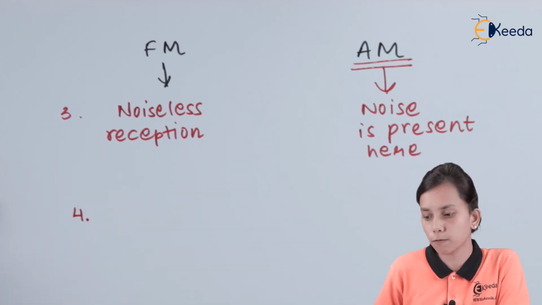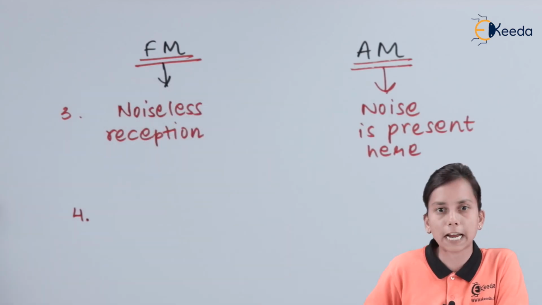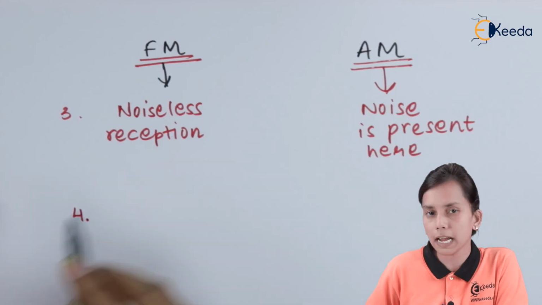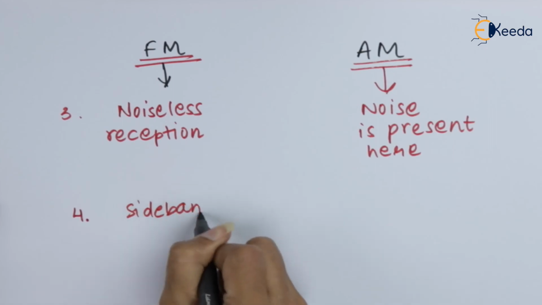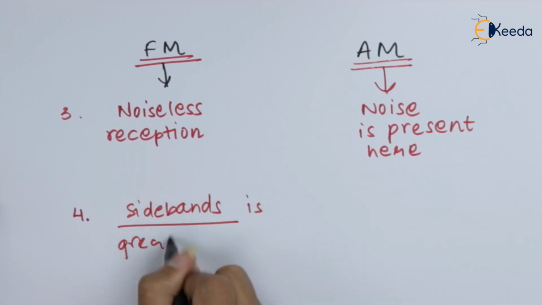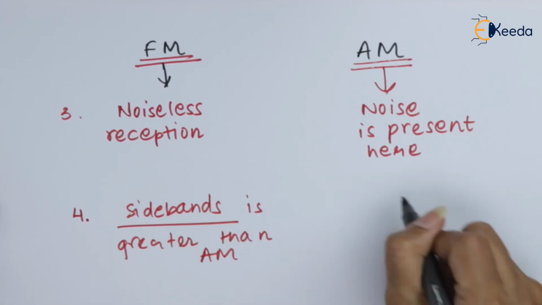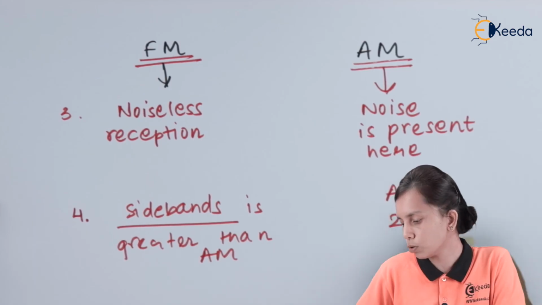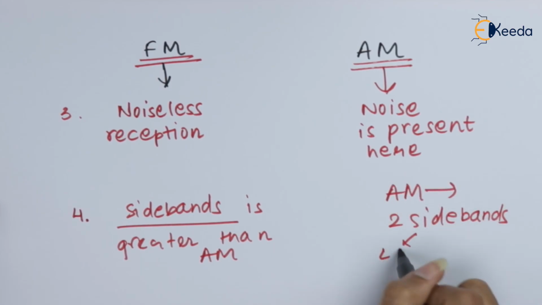Number of sidebands. If I talk about FM, the number of sidebands of FM is greater than AM. AM consists of two sidebands, LSB and USB. So this is how we can compare FM and AM. One of the most important things is bandwidth, and the second is noise, which are very important factors when we are comparing FM and AM.